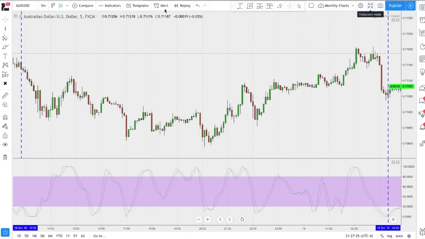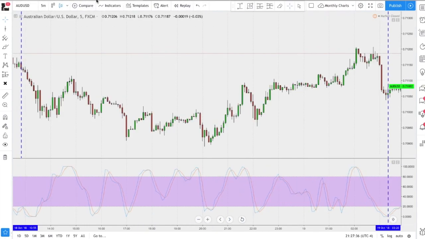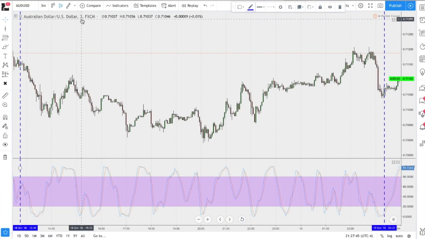So what I have here in my top toolbar is an AUD/USD chart open here, and a second AUD/USD chart open here. The one on the left is the 5-minute. When I switch back between them, pay attention, because you'll see the number 5 right there. That's the 5-minute time frame. Switch to the right, and that's going to be our 3-minute.